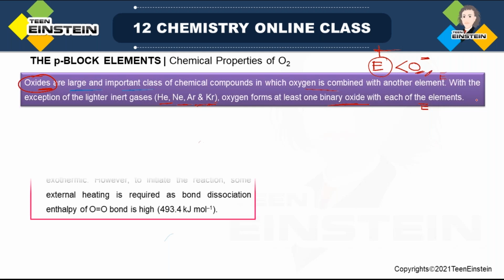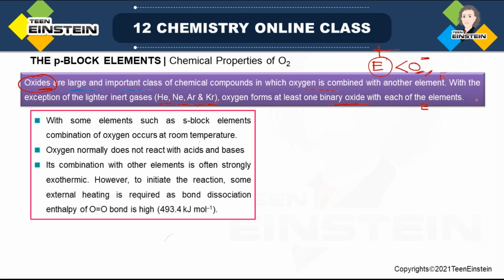Now we will see the actual reactions with some elements, such as s-block elements, that is sodium, potassium. There is combination with oxygen, and this is very reactive. The s-block elements are the most electropositive metals in the whole periodic table. They are at the leftmost side of the periodic table, right? Oxygen is already reactive, and these metals are also reactive, so the reaction will happen very easily and take place at room temperature. You don't have to provide any external heating.